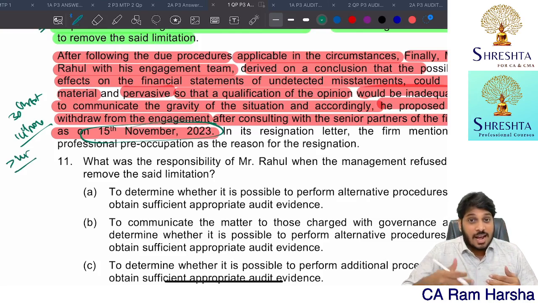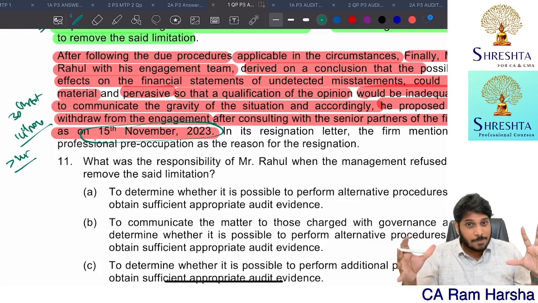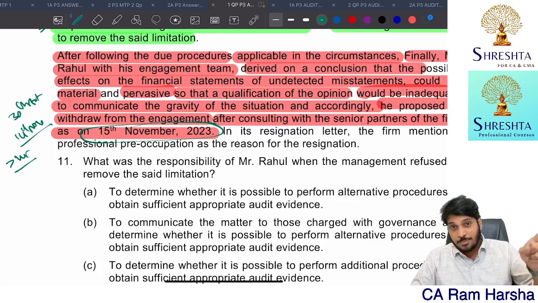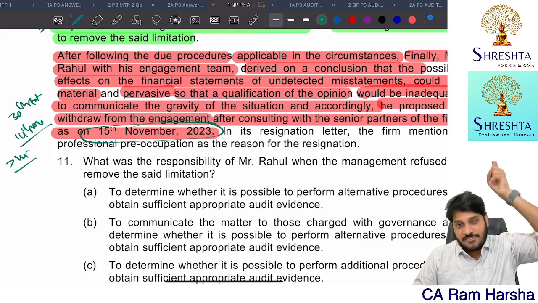If you want to resign after 45 days, what is the rule? If you want to resign after 45 days from the end of the quarter, for that quarter a limited review report should be issued, and for the next quarter also a limited review report should be issued. Here he already issued 2 quarters review reports. 15th November means after 45 days from the end of the second quarter, so he should issue the third quarter review report also. And an auditor who has issued 3 quarters review reports should also issue the 4th quarter review report, and also issue the annual audit report, then only he can resign.